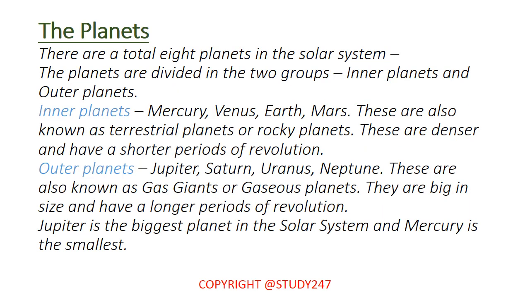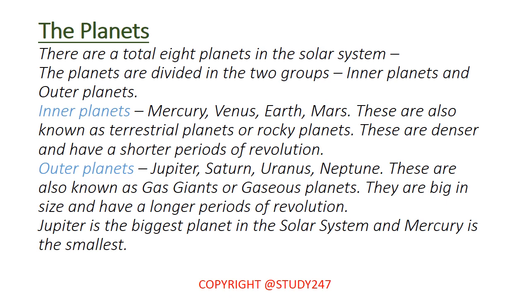Now about the planets. As I already told you, there are 8 planets in the solar system. These are classified as inner planets and outer planets. Now what are the inner planets? Mercury, Venus, Earth, Mars. These are also known as terrestrial planets or rocky planets. These are denser and have shorter periods of revolution.